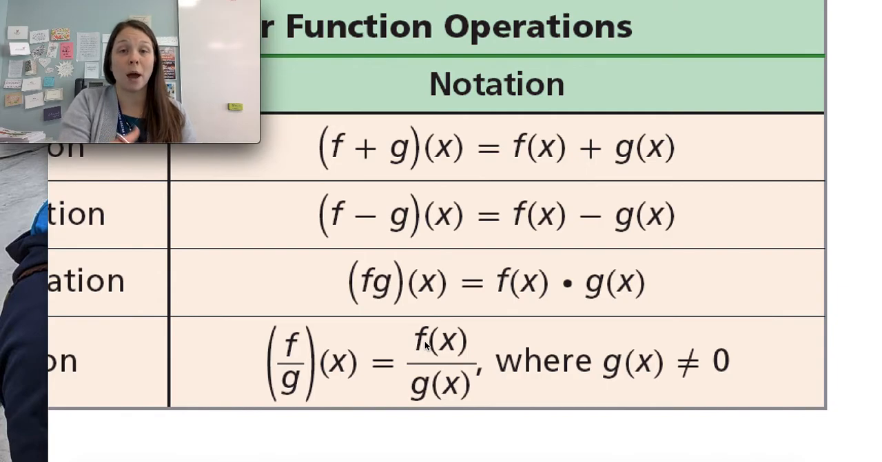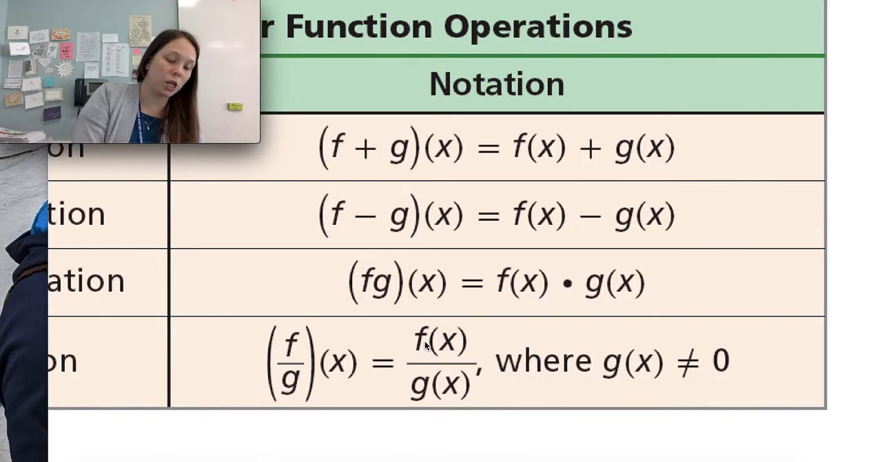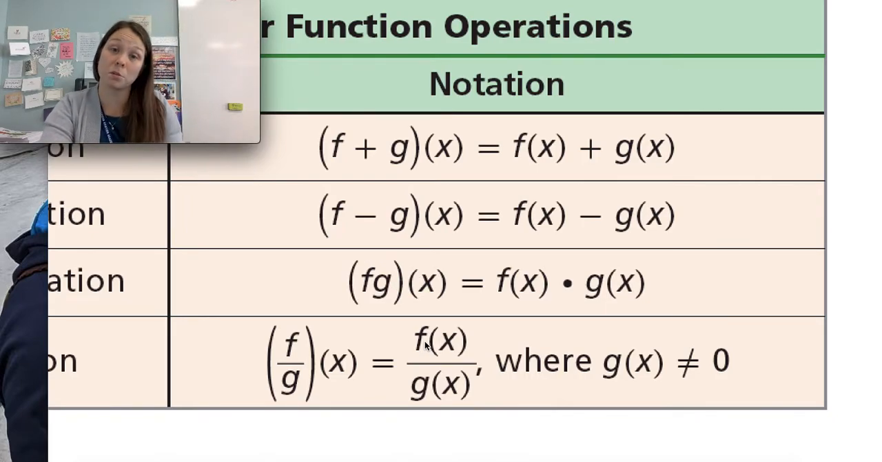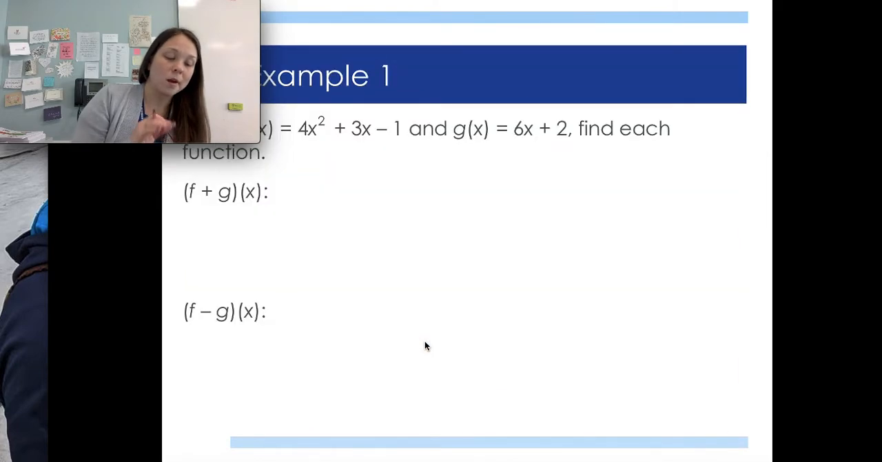Same thing with the f minus g of x. That means we're subtracting two functions. Fg, where there's nothing written here, the f and g are technically being multiplied together. And then f divided by g of x is dividing those two functions. So let's get started with example 1.